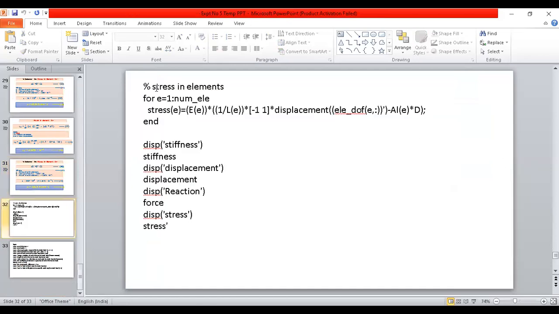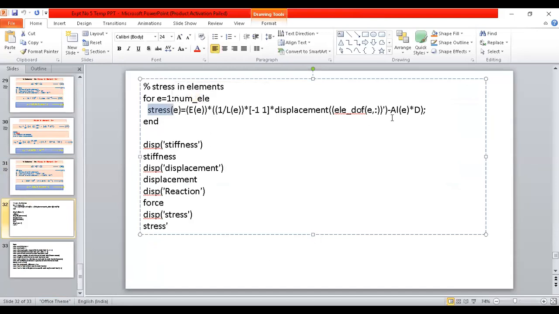Okay. So in this step, we can directly write a formula of stress: E into strain. Okay, so this is a complete term that represents strain, and multiplied by E will get stress. Okay, and after that, just simply display stiffness matrix, displacement matrix, force, and stresses. Okay, so in this way, we have solved one numerical as well as written a generalized program for 1D element with consideration of temperature.